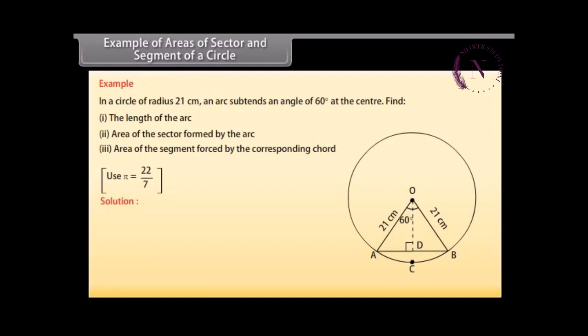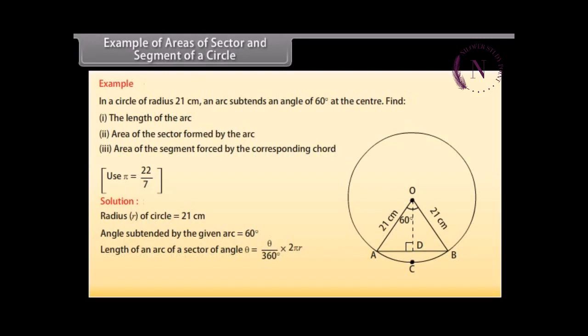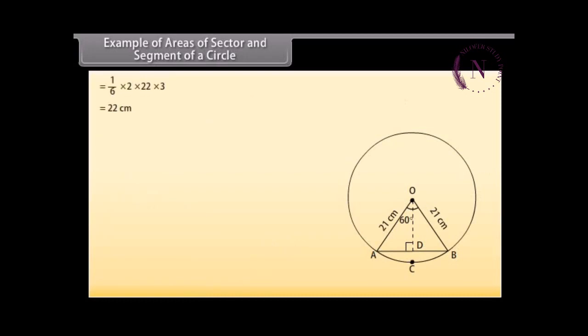Solution. Radius r of the circle is equal to 21 centimeters. Angle subtended by the given arc is equal to 60 degrees. We know that the length of an arc of a sector of angle theta is equal to theta upon 360 degrees into 2 pi r. Therefore, length of arc ACB equals 22 centimeters.